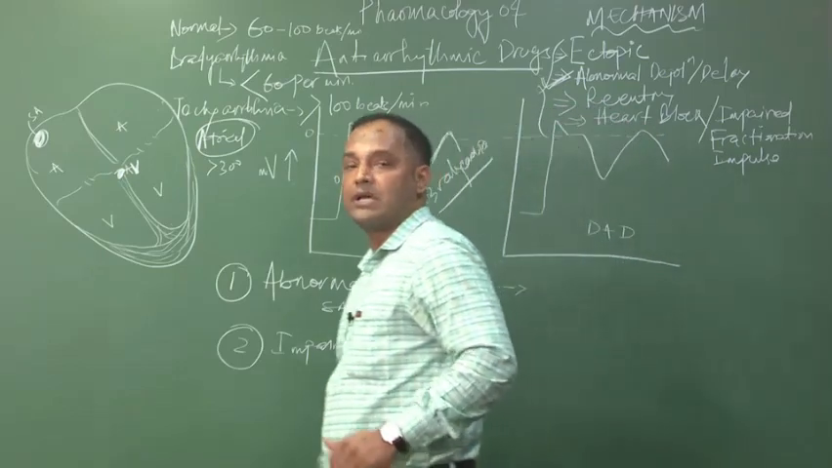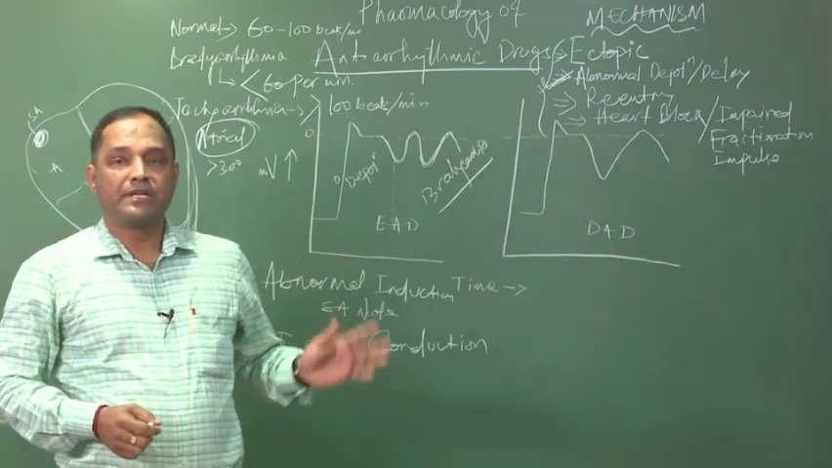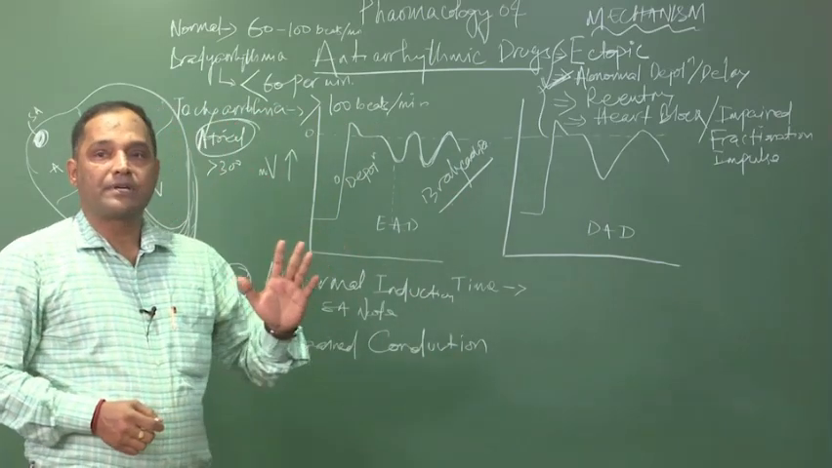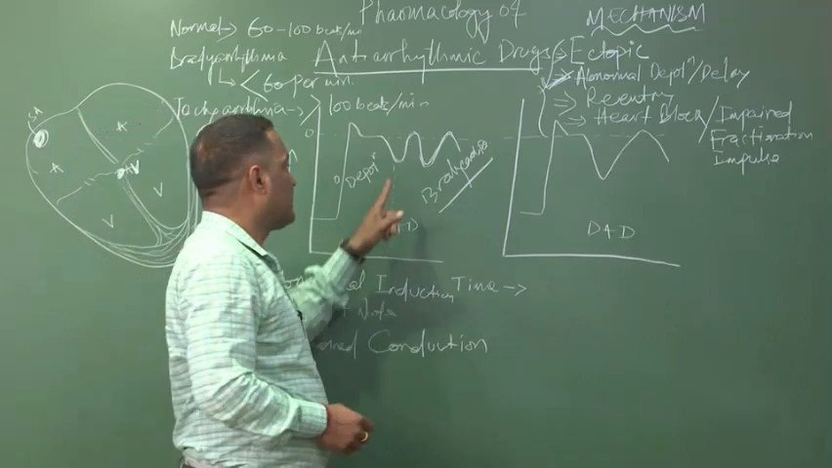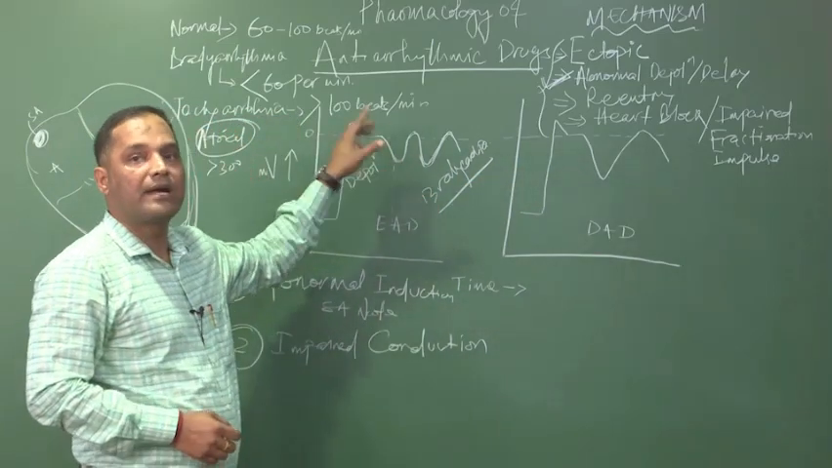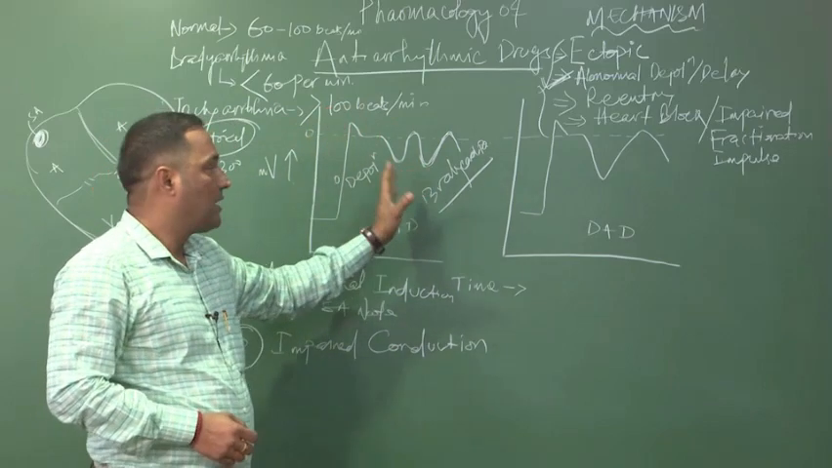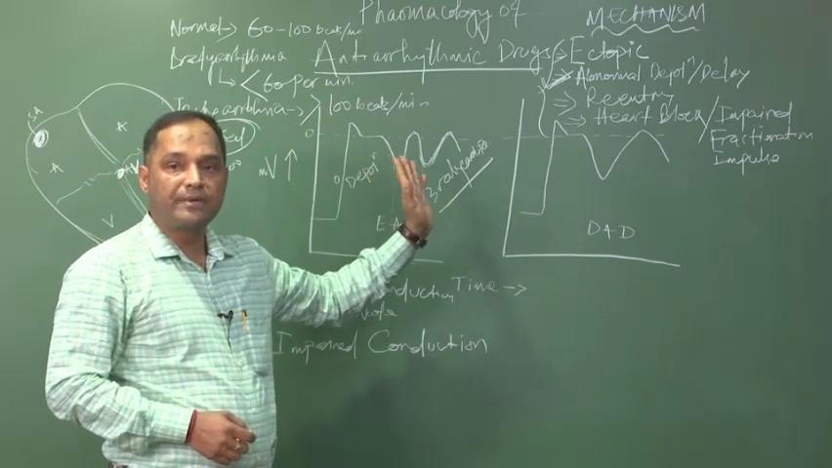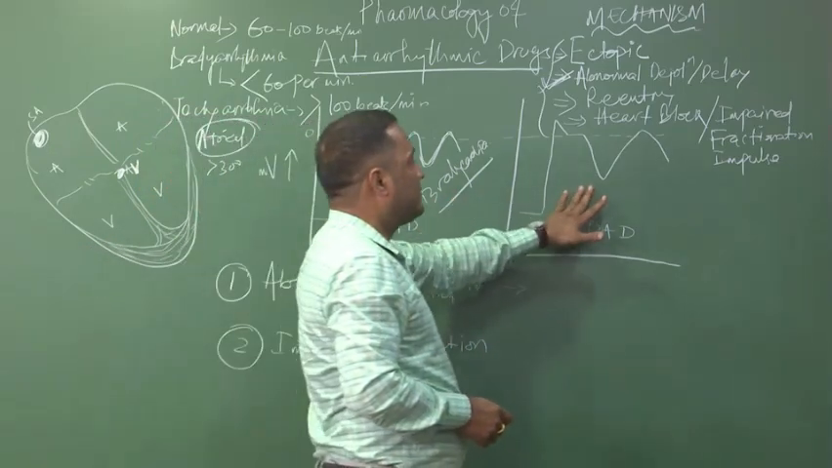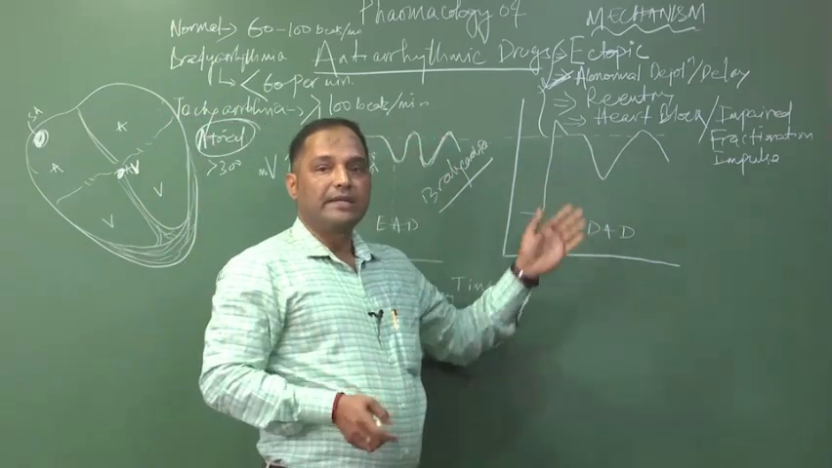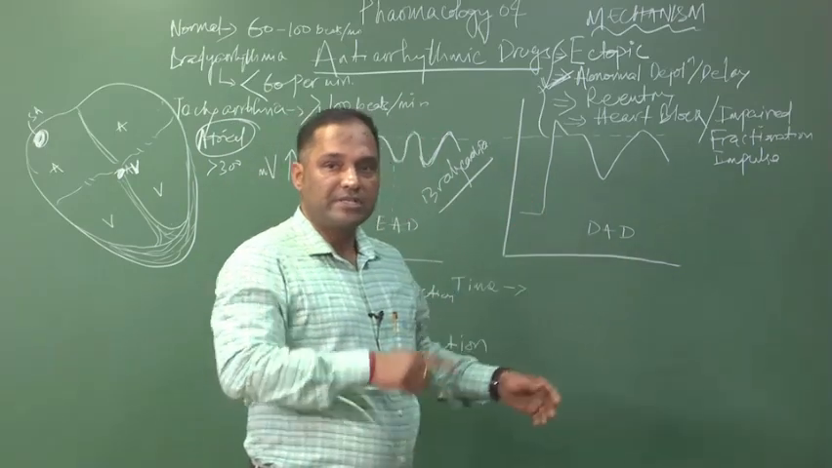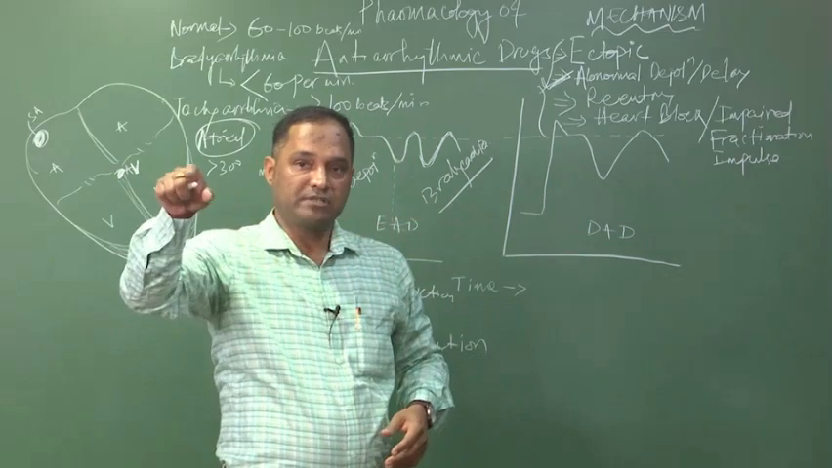This is known as early after depolarizations. And the second one is delayed after depolarizations. That means the peak, here you can see the peak and the gap of the things are very much similar. Here you will not find any graphical representations where the calcium ions or the potassium ions represent their representations.